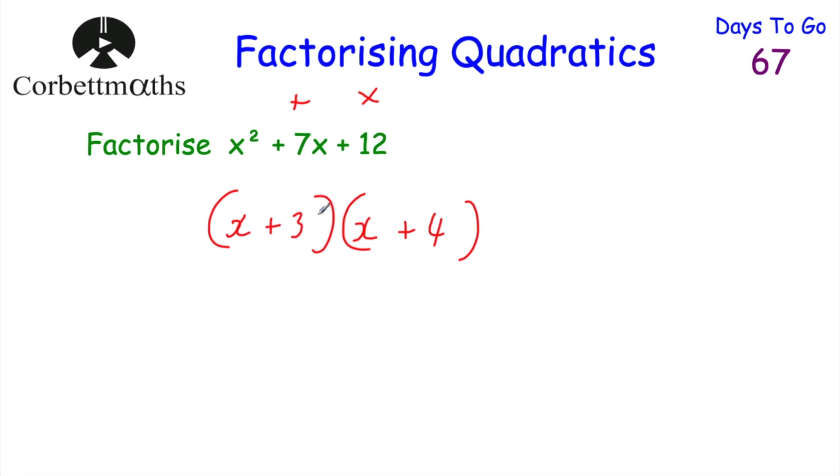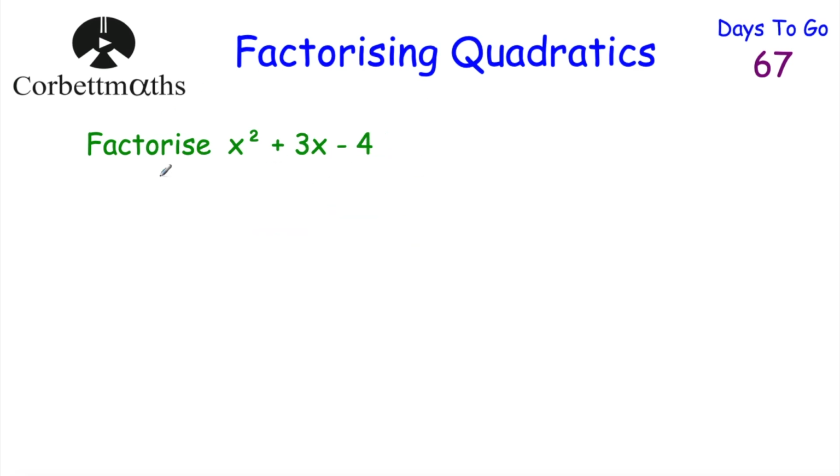And you can check that. If you expand these brackets, you'd get x squared plus 4x plus 3x plus 12, and the 4x and the 3x will add together to give us the 7x. So that's it. Okay, let's have a look at our next question.